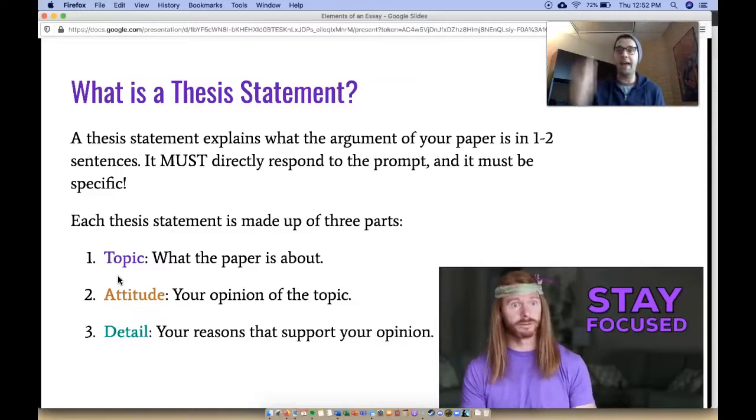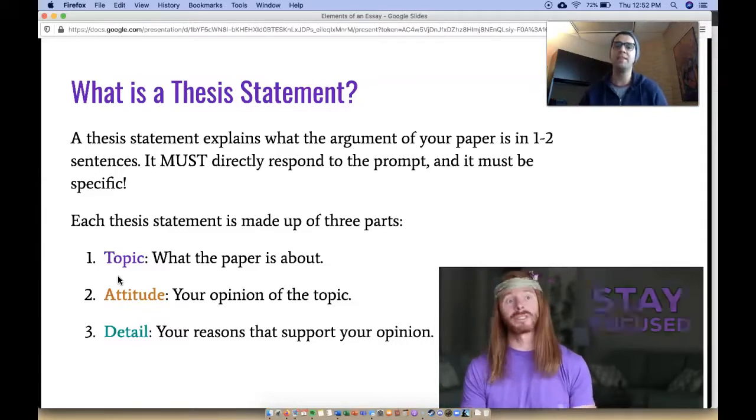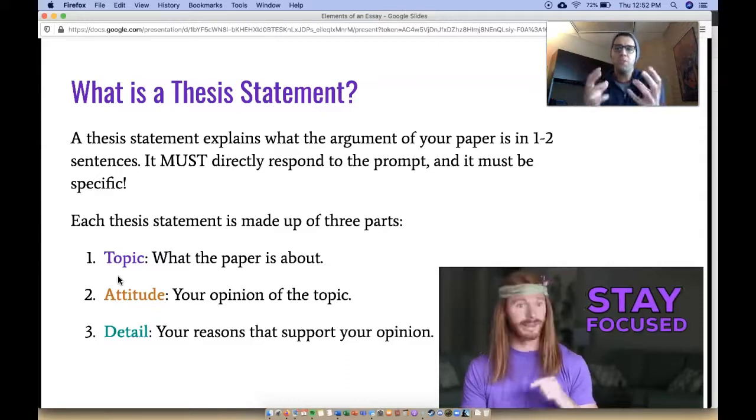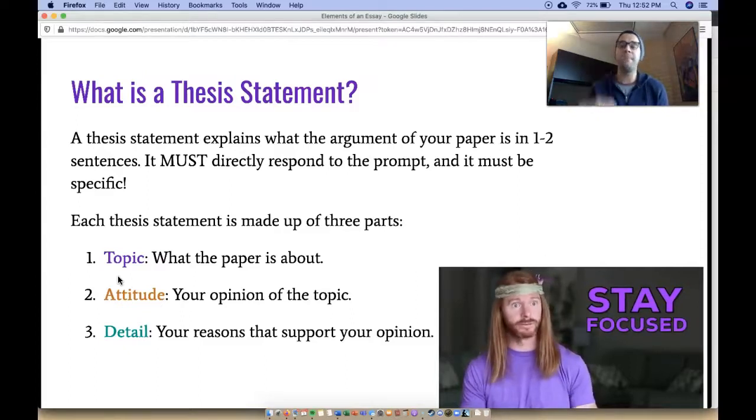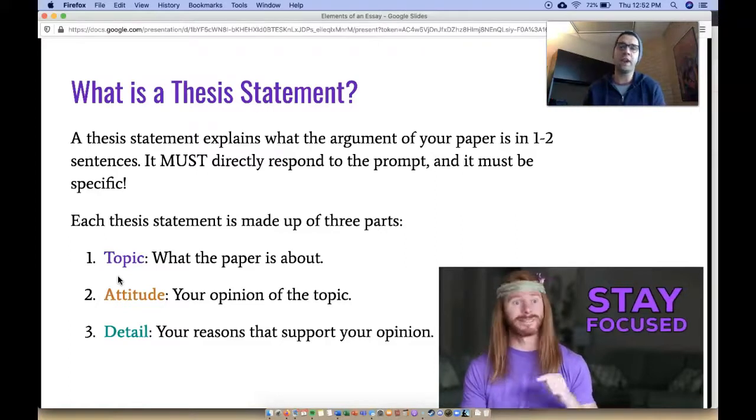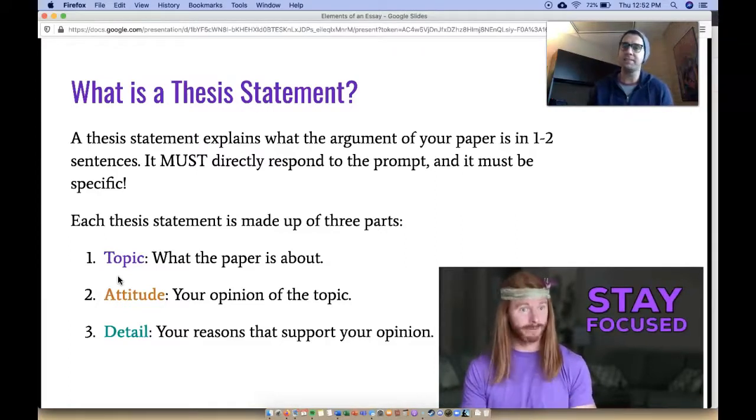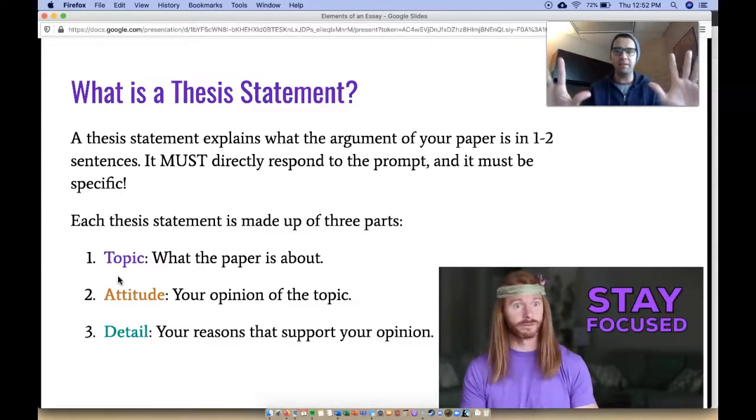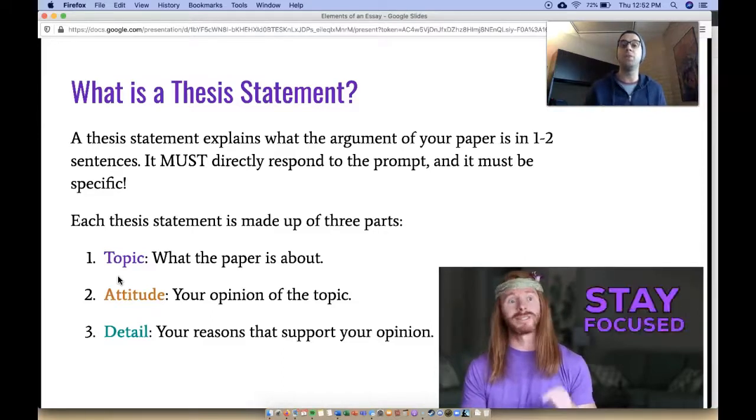Now, the second part of that is your attitude. This is where you infuse your topic with your own opinion. So this is your stance, the argument that you are going to make throughout your essay. Okay? This is what makes it interesting. You're not writing a report. That's something that's pretty rare that occurs in education nowadays. You're not just giving me information, you're actually building an argument to persuade me of your opinion.